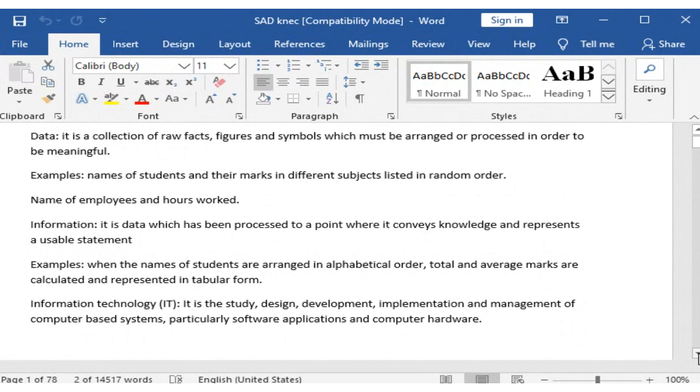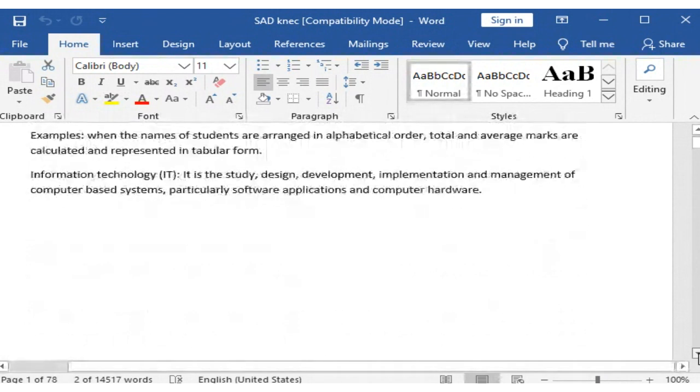What is IT? Information technology. It is the study, design, development, implementation, and management of computer-based systems, particularly software applications and computer hardware.